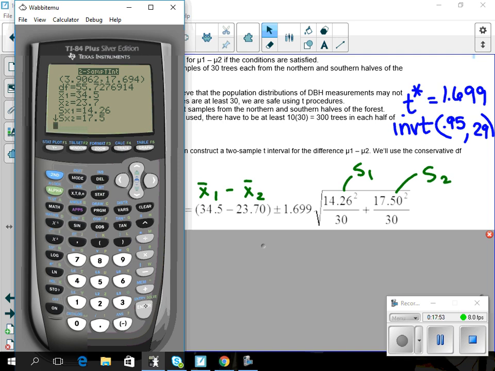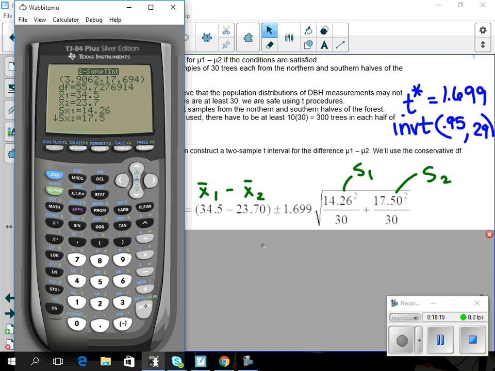When you have two samples, what are you looking for it to capture? 0, does it? So that tells us something, doesn't it? What does it tell us? That one part of the forest has bigger trees by at least a mean of 3.9 to 17.7. Would you agree? Which one is it?